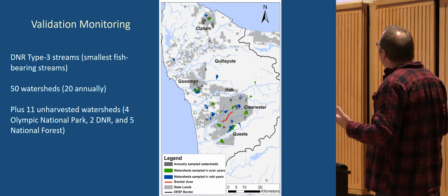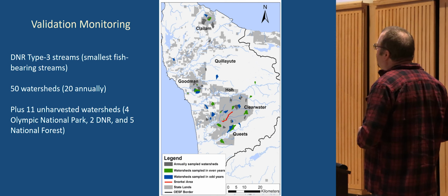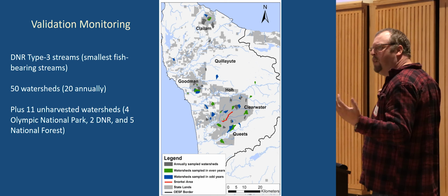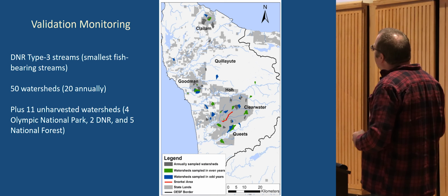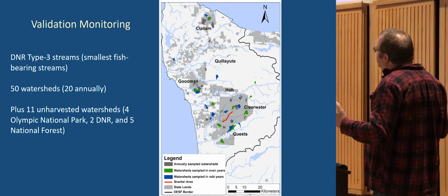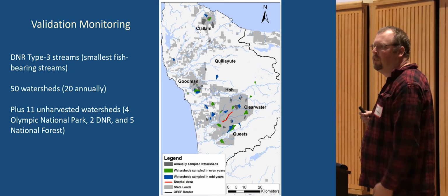Now, since we know most of the conditions are relatively the same within the OESF, we've added these 11 unharvested watersheds to create a diversity in conditions so we can understand more what should be going on within our systems. Now, when we selected these watersheds, they're picked by different means, but in general, we looked for watersheds that were over 100 years old.